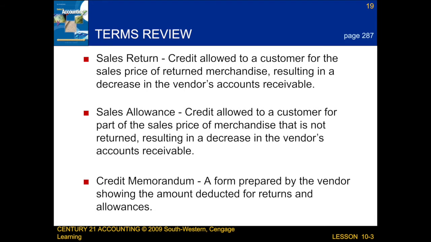Okay, so there are some key terms that I'd like to go over before we start the accounting part of this lesson. A sales return is credit allowed to a customer for the sales price of returned merchandise resulting in a decrease in the vendor's accounts receivable. A sales allowance is credit allowed to a customer for part of the sales price of merchandise that is not returned, resulting in a decrease in the vendor's accounts receivable. And a credit memorandum is a form prepared by the vendor showing the amount deducted for returns and allowances.